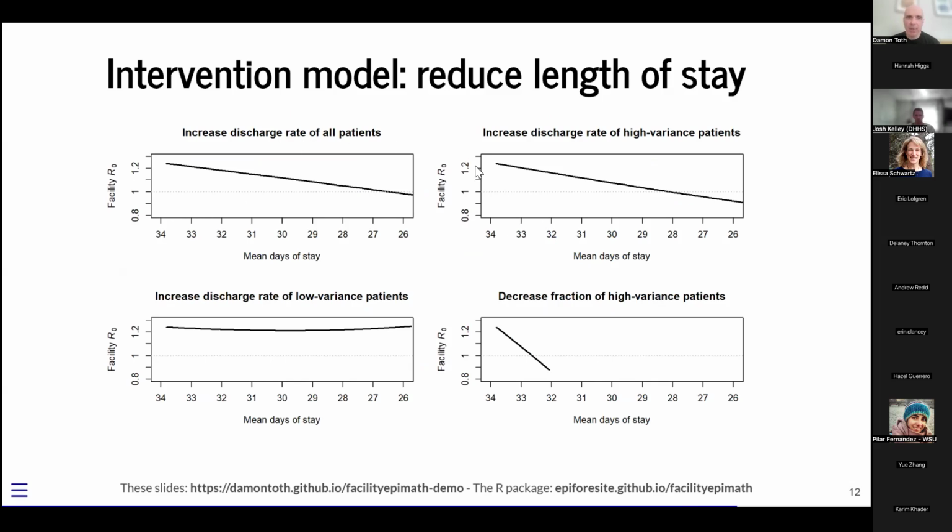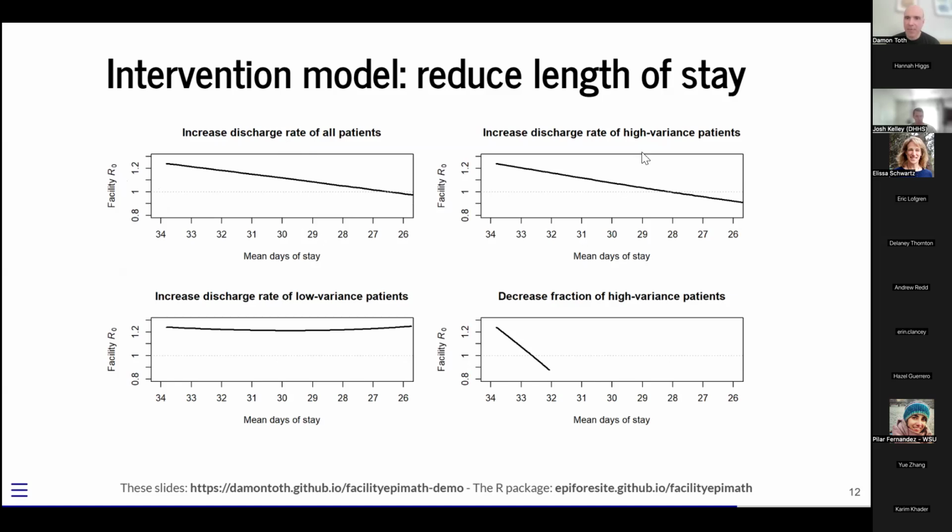So this is showing the four different methods that I showed, and then it's showing how it decreases the facility R naught. On the left is sort of the status quo, where the mean length of stay was 34 days and the R naught was about 1.25. If you increase the discharge rate of all patients, this is showing how decreasing the mean length of stay down to closer to that 25 threshold. Where do you cross the R naught equals 1? If you increase the discharge rate of all patients, you got to get the mean length of stay down to about 26 days to push the R naught below threshold.